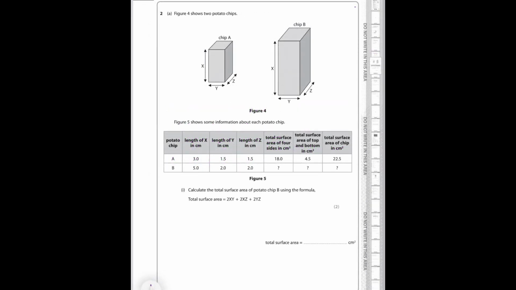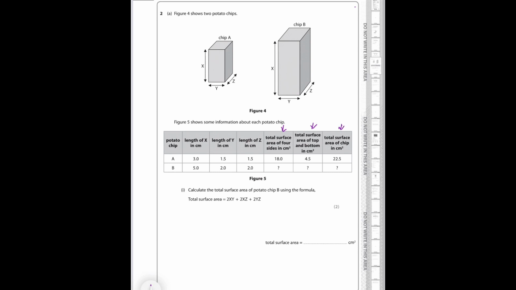In question 2, we're given figure 4, which shows two potato chips. We've got the length of X, the length of Y, and the length of Z as labelled in figure 4. And we've got that for A and B. Then we've got the total surface area of the four sides, which has been worked out for A but not for B. The total surface area of the top and bottom in centimetres squared, and then the total surface area of the chip in centimetres squared.